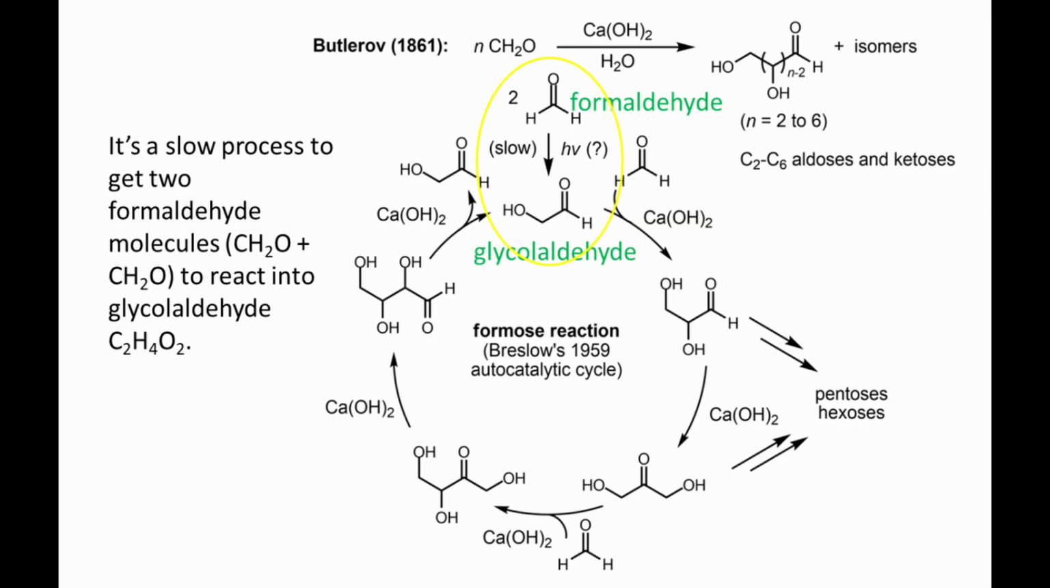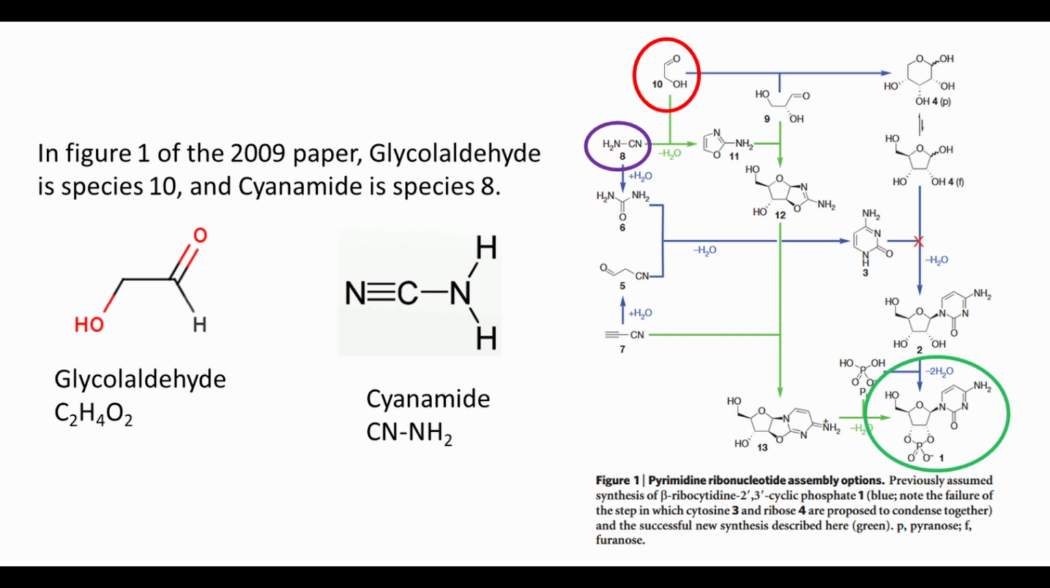It's a slow process to get two formaldehyde molecules, CH2O plus CH2O, to react into glycolaldehyde, C2H4O2. This glycolaldehyde synthesis could be completely natural, and Sutherland's assumption of the natural presence of glycolaldehyde on a prebiotic Earth is both possible and plausible, but slow. Glycolaldehyde is the first of the starter molecules for nucleotide synthesis.